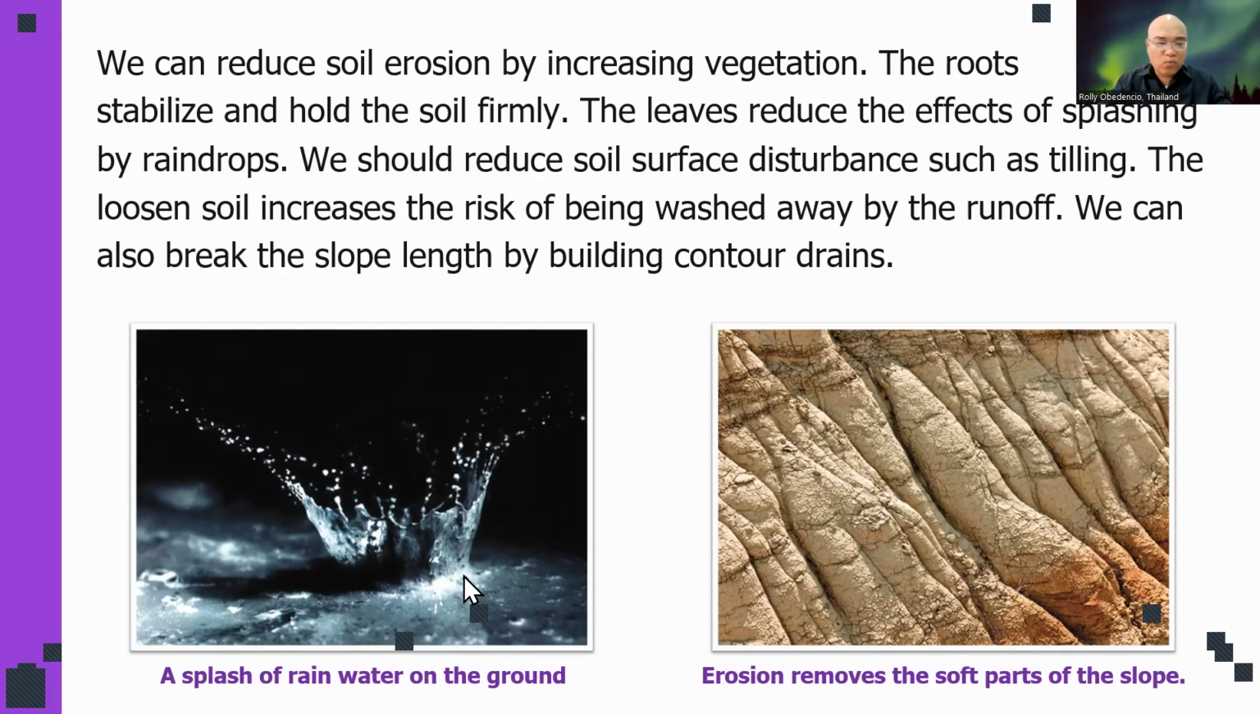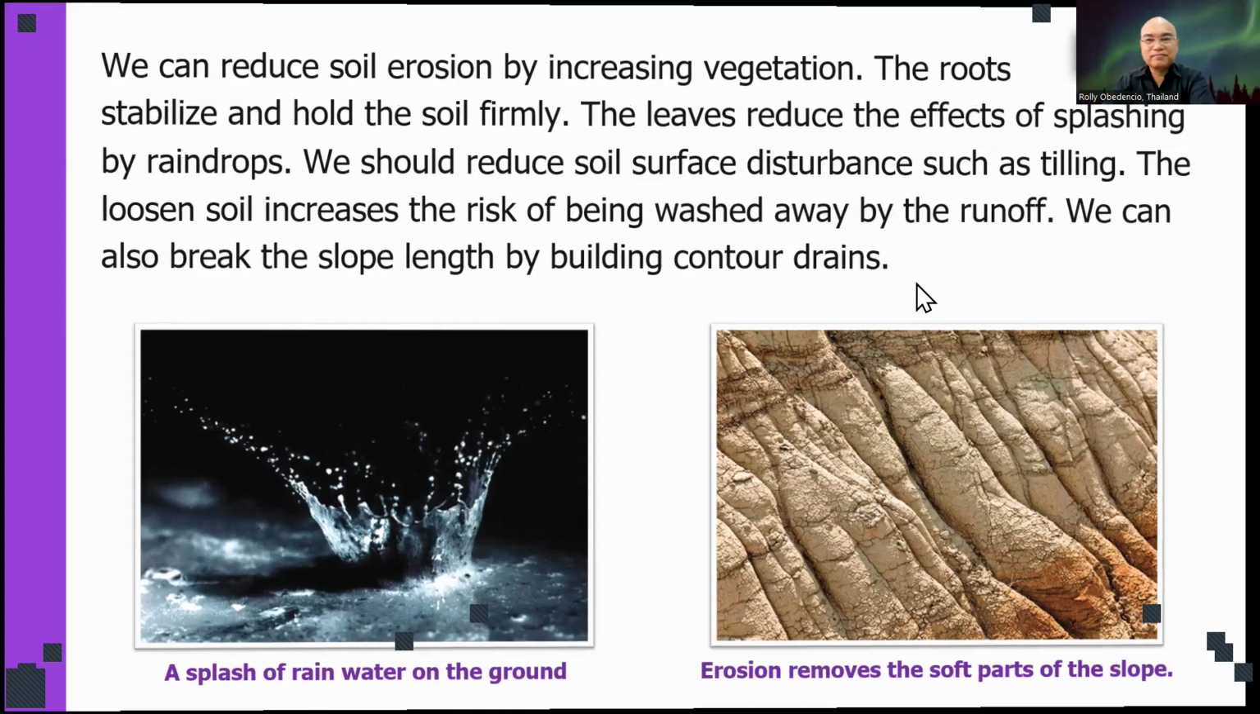So I want you to watch this image or this picture, a splash of rainwater on the ground. What happens? You see, it disturbs the soil. And the erosion removes the soft parts of the slope. Okay, so what is left is the hard part.